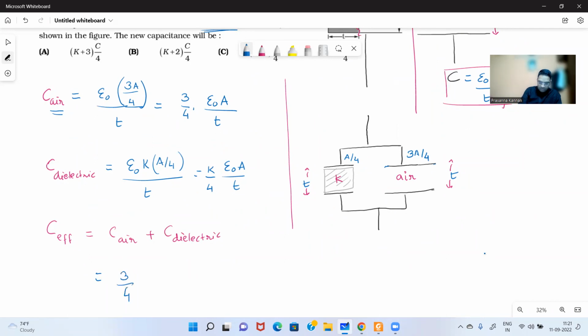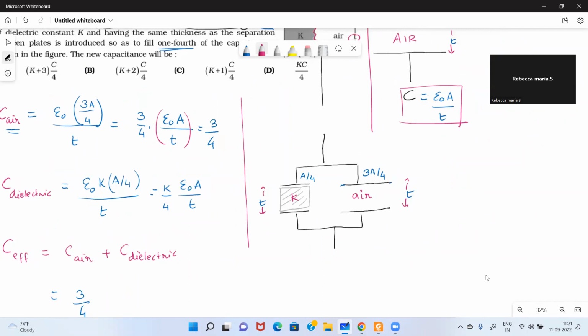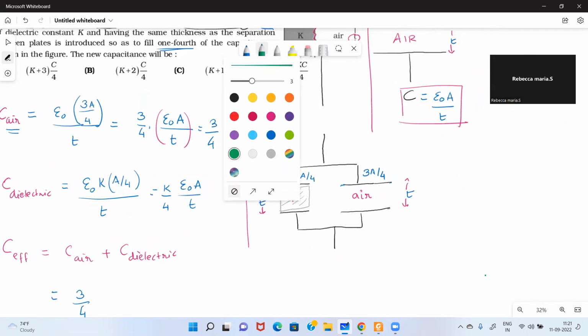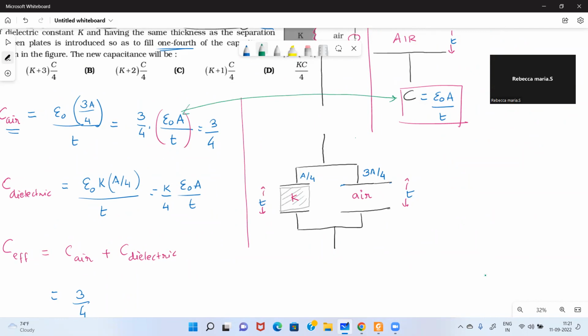So it is 3/4. Can I write it as 3/4 into epsilon naught A by T? C, sir. C itself, right? Exactly. So epsilon naught A by T is C, therefore I can write this as C. What about this one now? K by 4 into epsilon naught A by T, which is C itself. So K by 4 into C. Therefore, C air is 3C by 4.